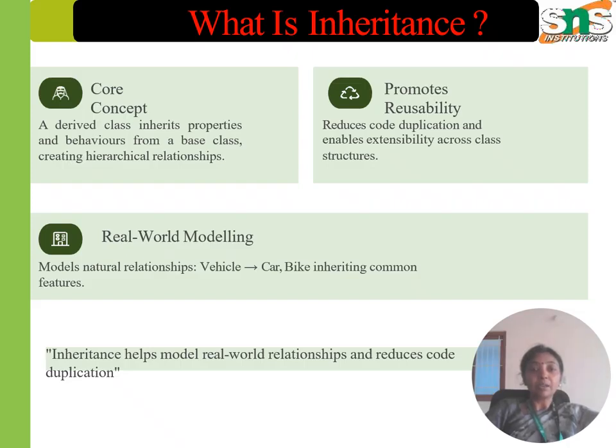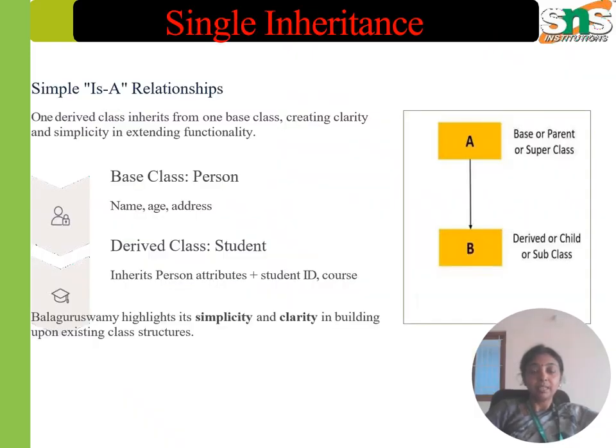Real-world modeling models natural relationships, for example vehicle, car, bike, inheriting common features from the vehicle. Inheritance helps model real-world relationships and reduce code duplication. Here we are having different types of inheritance: single inheritance, multiple inheritance, multi-level inheritance, hybrid inheritance and hierarchical inheritance. Different types of inheritance we are having.